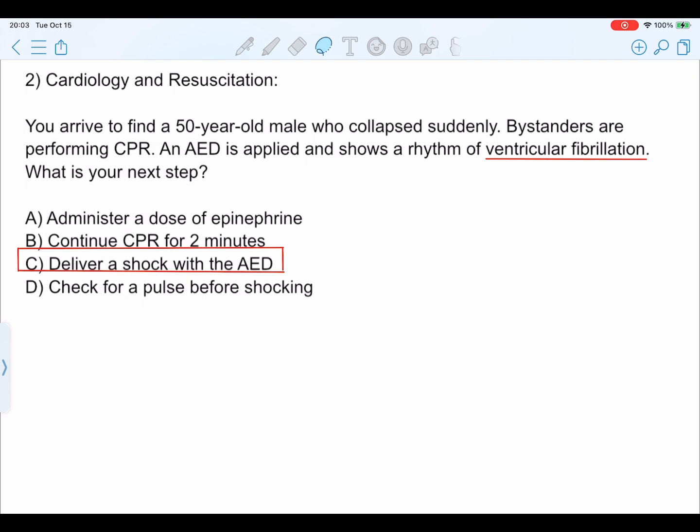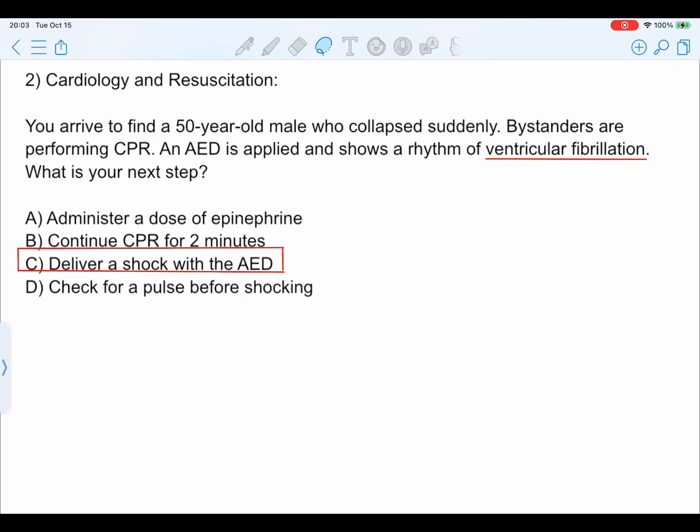The reason why it's not A is because epinephrine is a less effective way of fixing ventricular fibrillation. VFib is a shockable rhythm, and it'll be important to learn your shockable rhythms. We won't go into that, but VFib is one of them. And we have the AED applied already. We have it connected, and it advises a shock. There's no reason not to shock. We're just going to shock the patient. There's no need to go looking for epi and drawing it up and administering it, and it's not as effective as simply shocking, especially when we have the pads already attached.